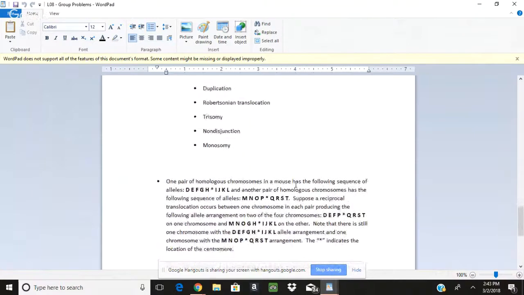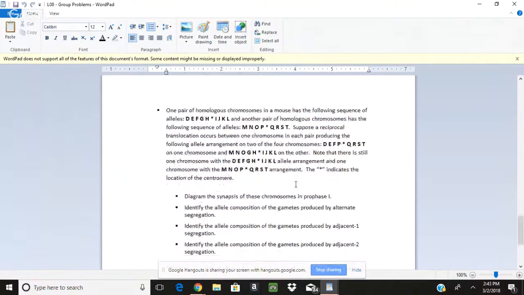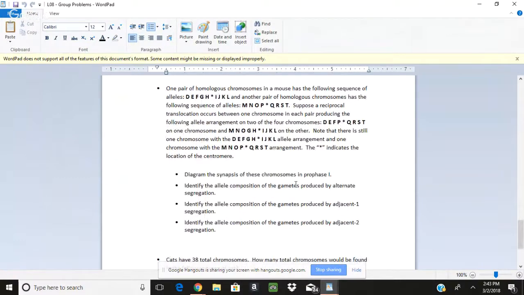All right, so for number 4, the synapse of these chromosomes is going to involve, so there's 2 chromosomes, then they replicate, and they each have their own sister chromatid. The synapse is going to occur between the 2 translocated chromosomes. So DEFP QRST and MNOGHIJKL. Those 2 are the translocated chromosomes. They're going to be the ones that are touching during synapsis. Then there's going to be the normal chromosomes on the outside. So that's part A.